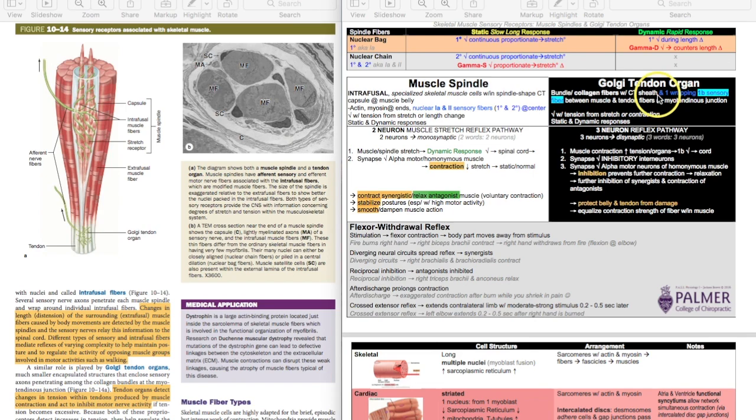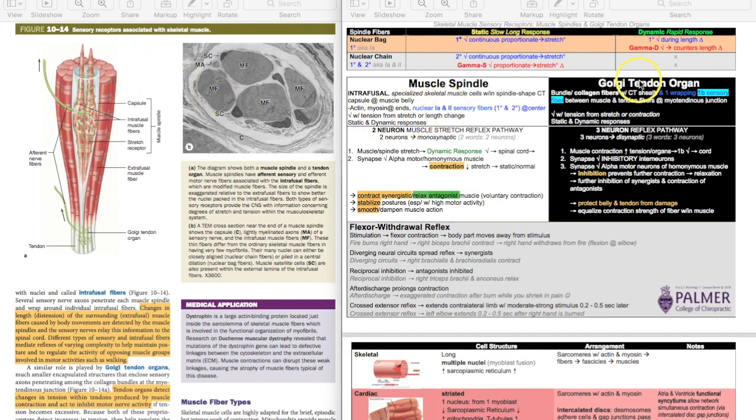But the Golgi tendon organs are apparently a little bit simpler. They're a bundle of collagen fibers in that sheath, and they're going to have these 1B sensory fibers wrapped around them and woven through them, and it's going to be between muscle and tendon fibers at the myotendinous, muscle-tendon junction. So if you go back to the muscle spindle, they have nuclear, as in the core, in the middle, they have nuclear, primary and secondary, or 1A and type 2 sensory fibers in the middle of them.